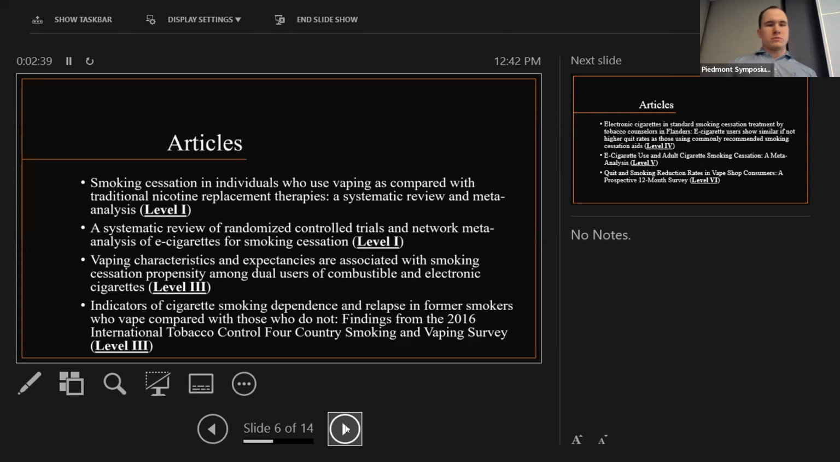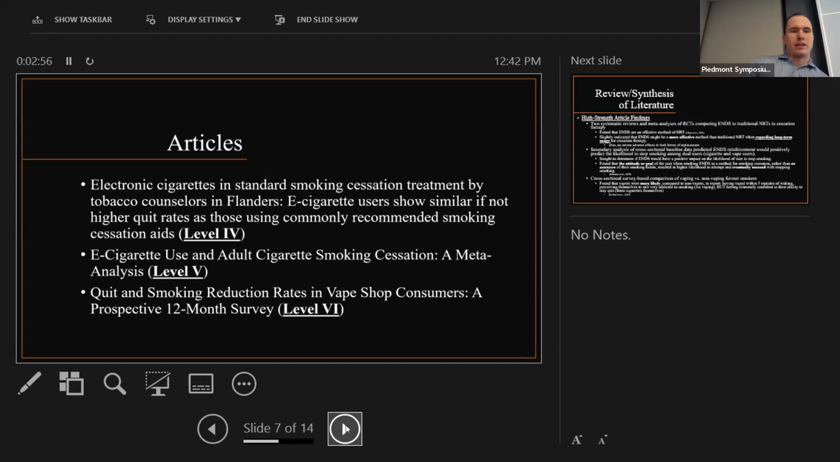So these are my articles, 4 of them. So these are all my high-strength articles. I'm not going to go through the names of every one of them, but I have 2 level 1s. They're both systematic reviews and meta-analyses of randomized control trials. And then I have 2 level 3s. And I also have 3 more lower strength articles, a level 4, a level 5, and a level 6.